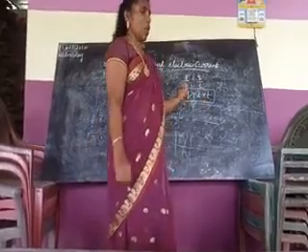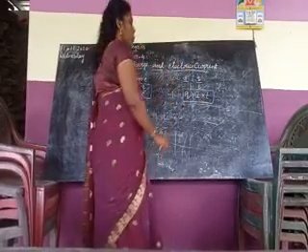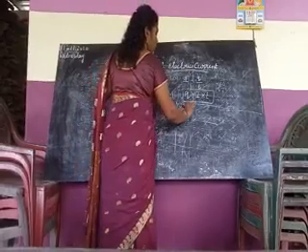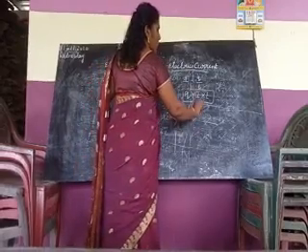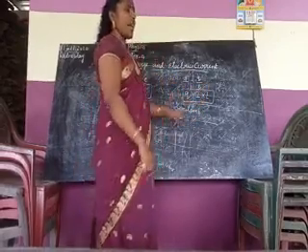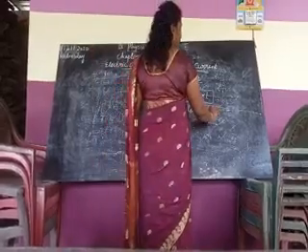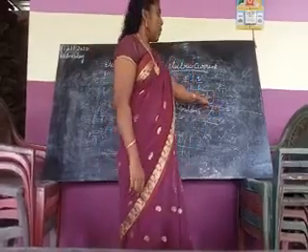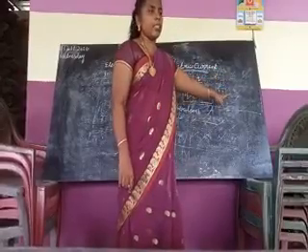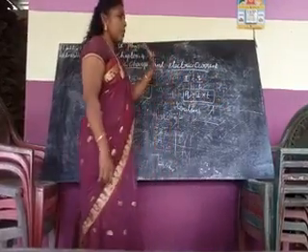What is the unit of charge? Coulomb. Coulomb is the unit of charge. What is the unit of electric current? Ampere is the unit of electric current. What is the unit of time? Second is the unit of time. We have learned all of this already.